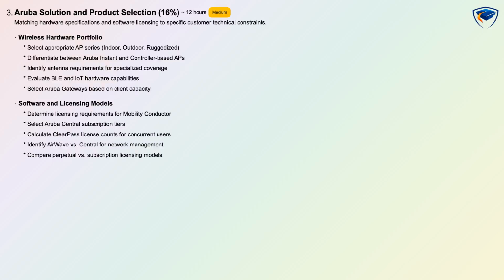The syllabus covers antenna choices, BLE and IoT hardware considerations, and selecting gateways by client capacity. On the software side, you will determine licensing for mobility conductor and Aruba central tiers, calculate ClearPass license counts, compare Airwave versus Central for management, and weigh perpetual versus subscription licensing models.